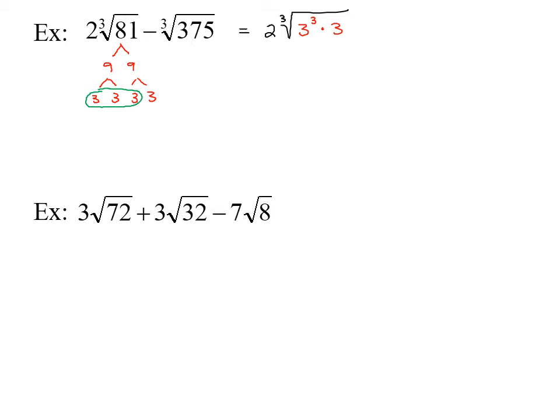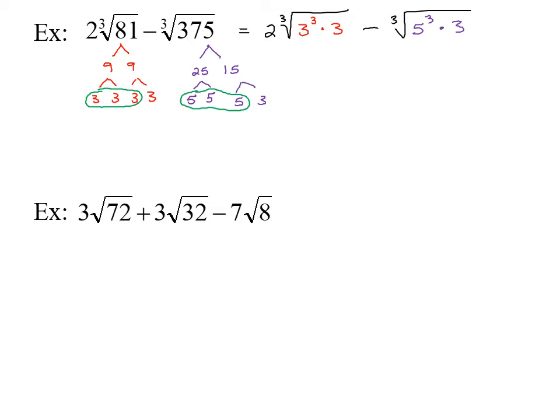375 is a little bit harder to do, but it's not too bad if you just start dividing stuff into it. Like for instance, it is 25 times 15. And 25 is 5 times 5. 15 is 5 times 3. And again, you need a group of 3 because we're doing cube roots. So I'm going to take this group of 3 5s together and say that this is minus the cube root of 5 cubed times 3.